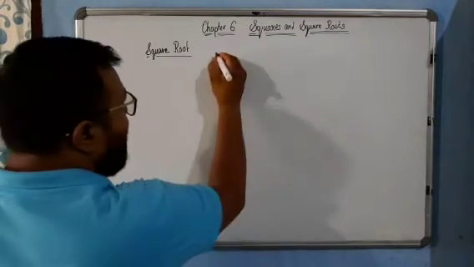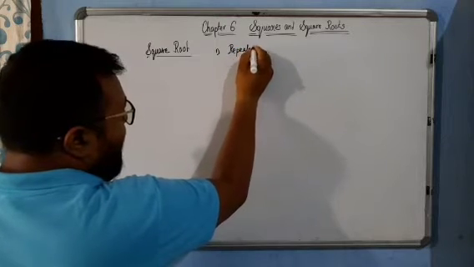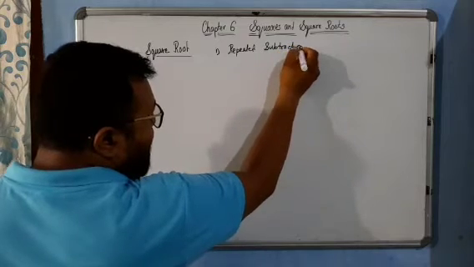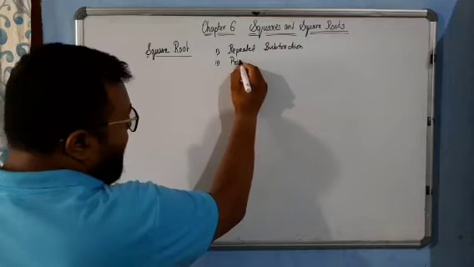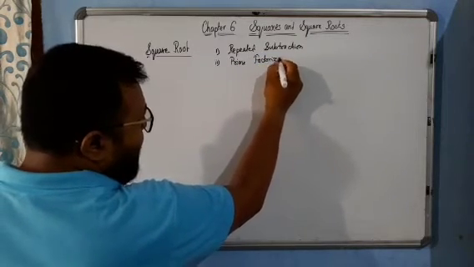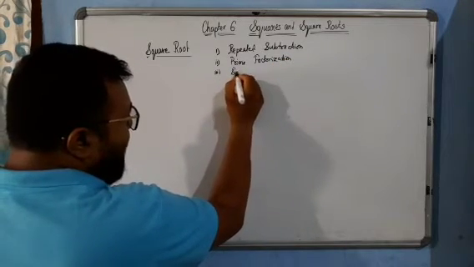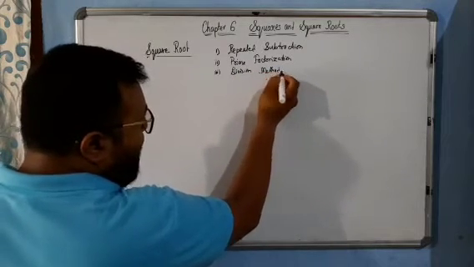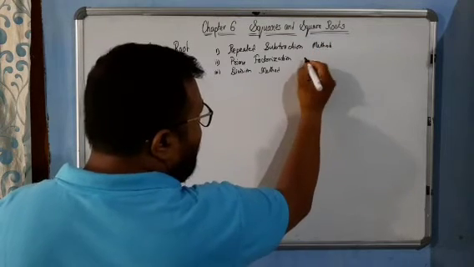First method is what? Repeated subtraction. Second method is very simple, by prime factorization method. And third one is division method. You can write in all the methods.